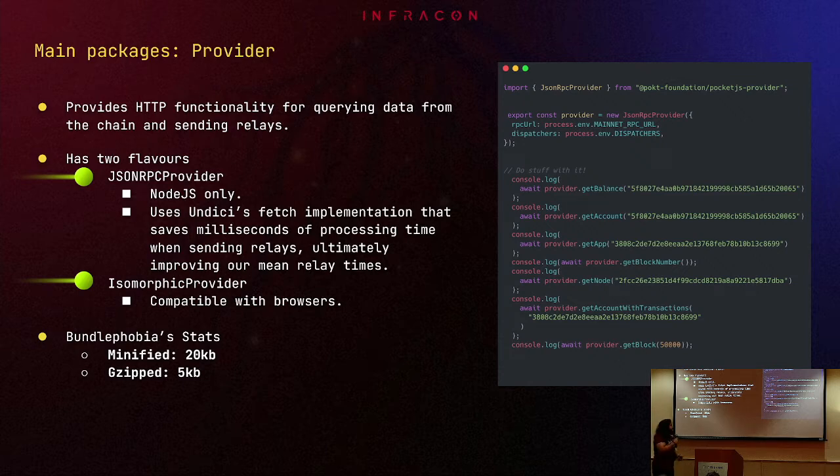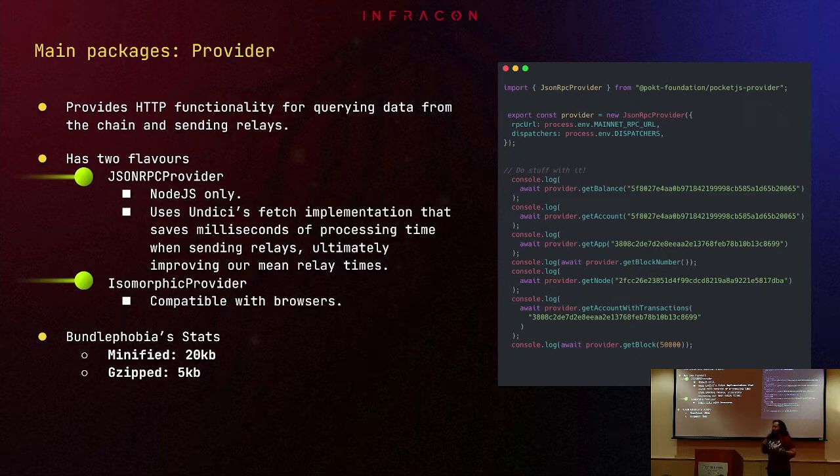It has two flavors because we needed them, and this is a cool story as well. We have the JSON RPC provider, which is node only, right? And we have the isomorphic provider, which is compatible with browsers. Why the difference? So basically, for the new SDK, we made the JSON RPC provider first because we wanted it to be fast. We wanted to just make sure that this thing is fast before putting it out. And so we went out and basically saw, in different benchmarks, that we spent a lot of time just parsing responses in general. And we were like, we can probably fix this. We can probably make this faster, right?